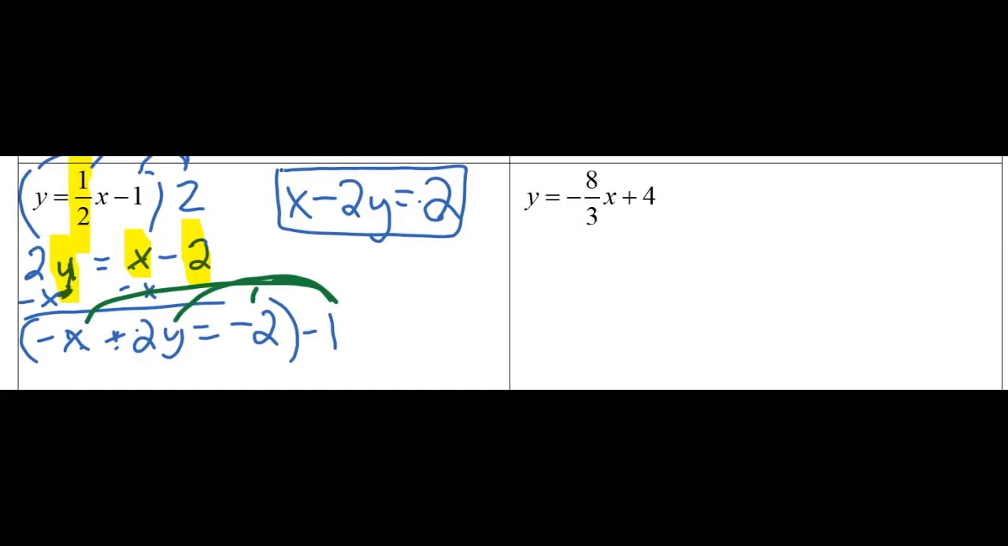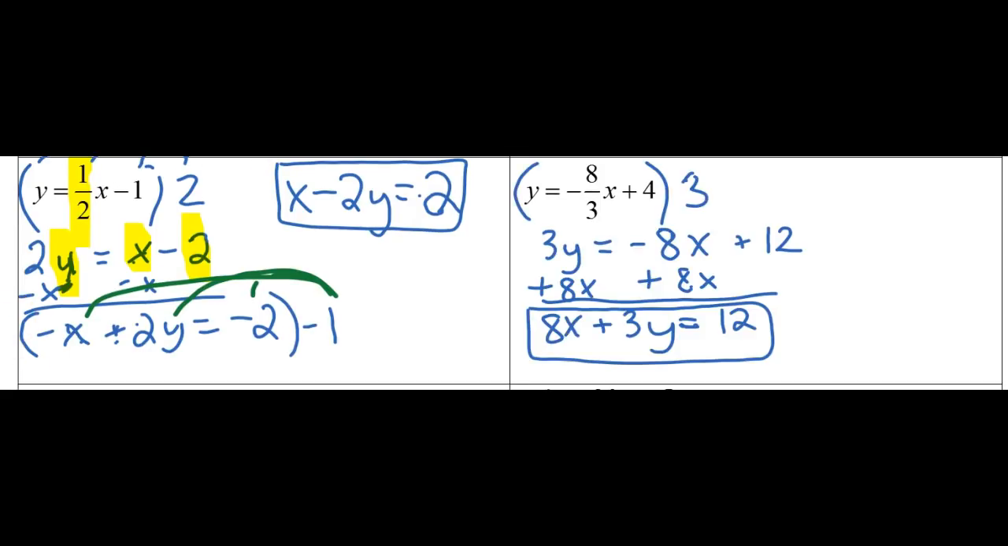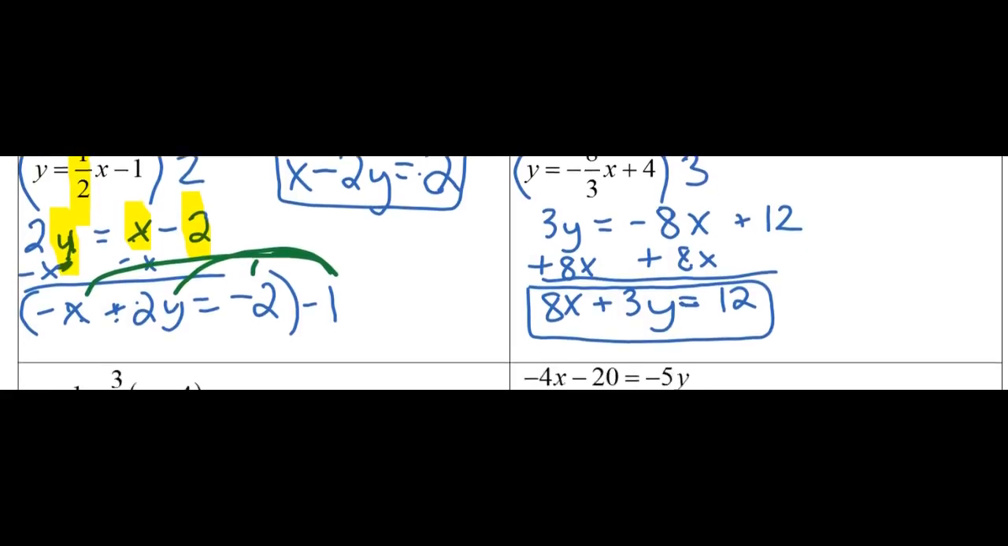Go ahead and write down the second problem, pause the video, and work this problem out. Okay. The first step that I did was multiply everything by 3 to get rid of the 3 in the denominator of negative 8/3 x, which gave me 3y equals negative 8x plus 12. Then I moved my x term to the other side in order to rearrange into the correct order, and that gave me 8x plus 3y equals positive 12. Since at that point my a term was positive, I was finished with the problem. All right, moving on down.